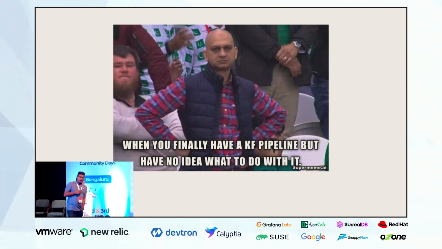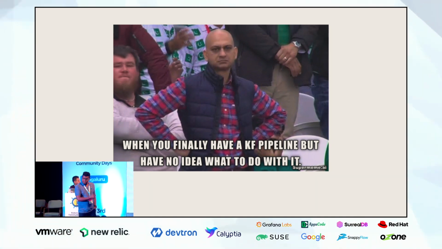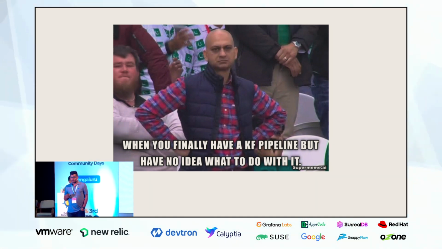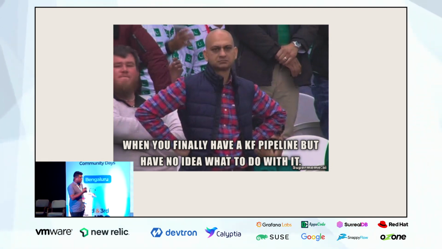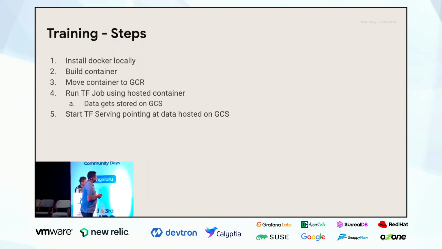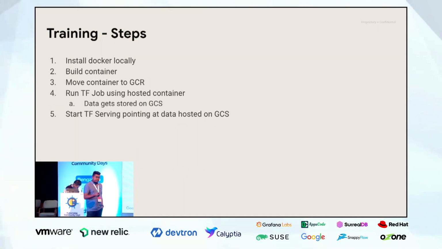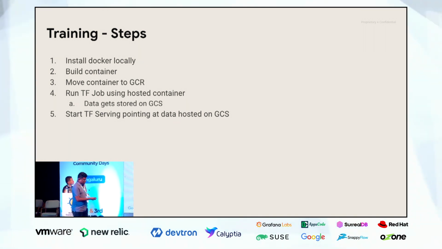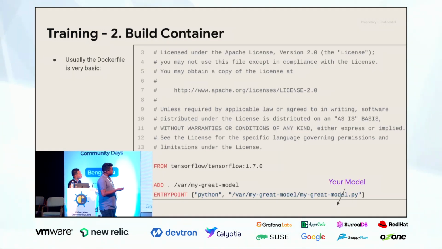Now let's say you know how you created the pipeline. You have a pipeline, but where should I run this? What can I use this for? So let's look at a typical user journey, let's say from a data scientist who wants to train a model. You start with installing Docker and creating a container.